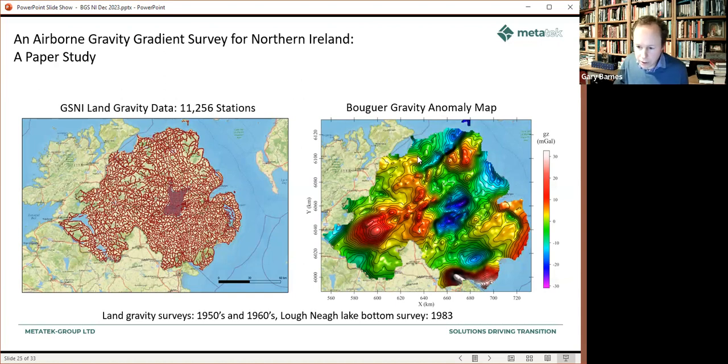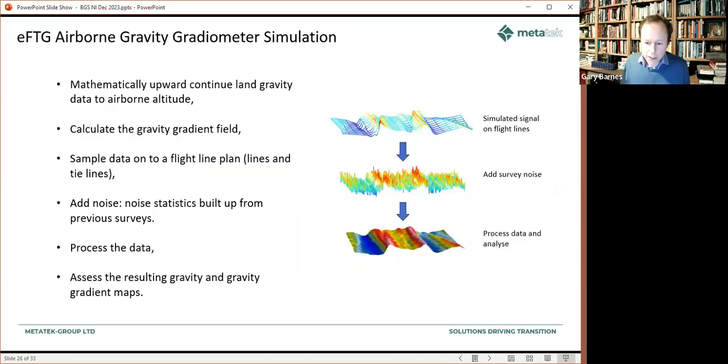You can see several of the basins coming through there quite clearly, represented by the lows in the gravity, these blue areas. But what I'm going to use this data for is to see what an airborne gravity gradiometry survey might be able to add, or how that would compare to the land data. So I'm going to set up a simulation similar to what we were just looking at with the geological model, but this time using actual land gravity data.